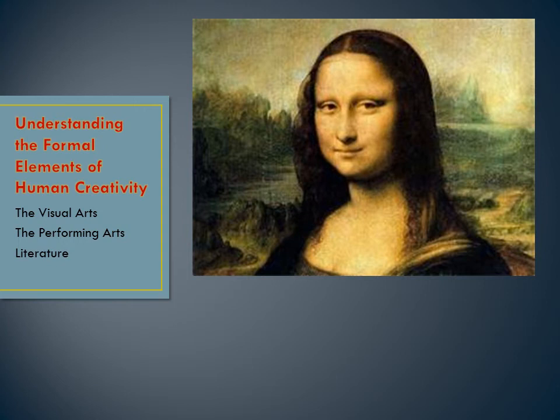I want to welcome everyone to this second lecture, Understanding the Formal Elements of Human Creativity. The primary purpose of this lecture is to introduce you to the kinds of things that we look at, think about, and talk about, and write about in the areas of the humanities. Specifically, we're going to focus on the visual arts, the performing arts, and literature. And at the end of this lecture, we'll talk a little bit about the assignments that you'll have for experiencing the arts this semester.